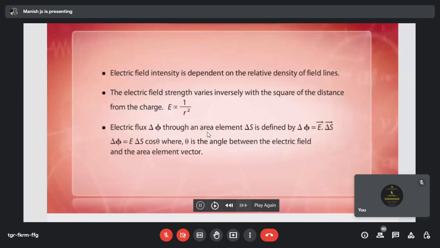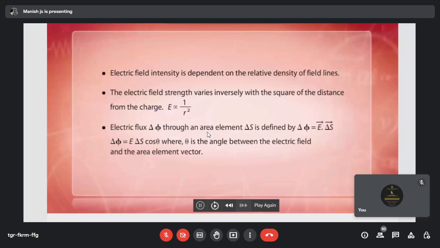Okay. So the electric field intensity is dependent on the relative density of field lines. That is the number of electric field lines which are originating from that point or moving to that point. So that is the electric field intensity. Second point, the electric field strength varies inversely. As you move away from the charge, the electric field intensity will decrease. As you move closer to the charge, the electric field intensity is going to increase. That is what you understand. What is R? R is the distance from the test charge to the charge that you are studying. So R is the relative distance, the distance between the point and the charge that you wish to study.